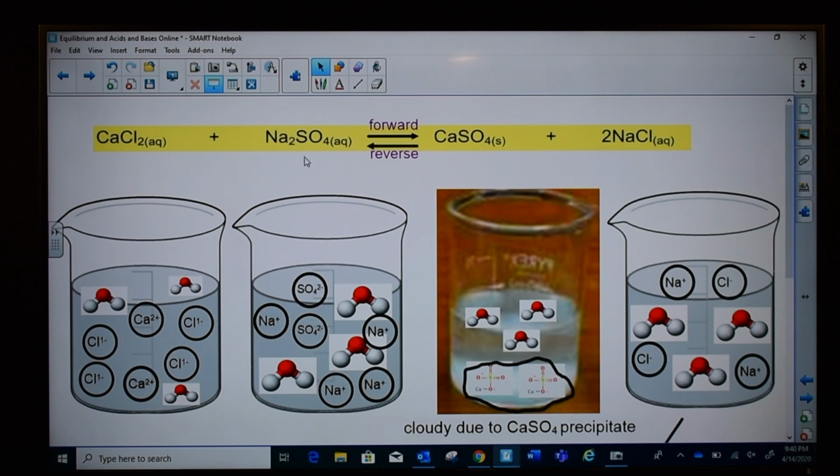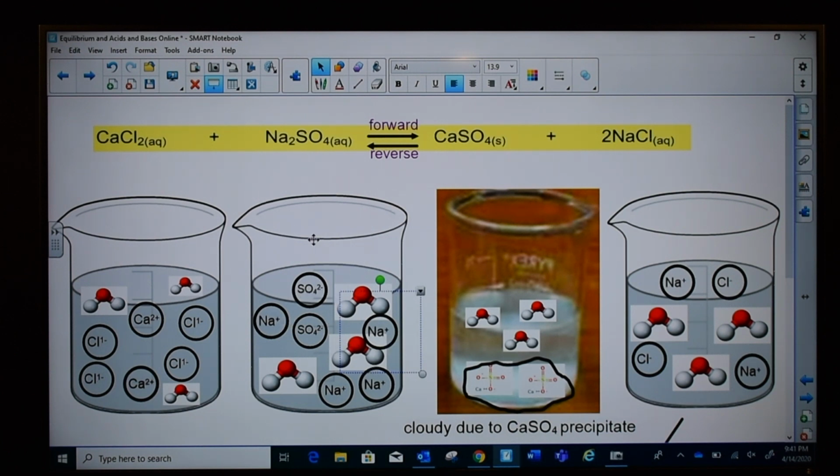Similarly with sodium sulfate, we have sodium ions moving around and sulfate ions moving around, and again, I tried to show you the ratio, 2 sodiums for every sulfate. I thought I messed that up somehow and would have to fix it, but no, we're good. 2 sodiums for every sulfate.